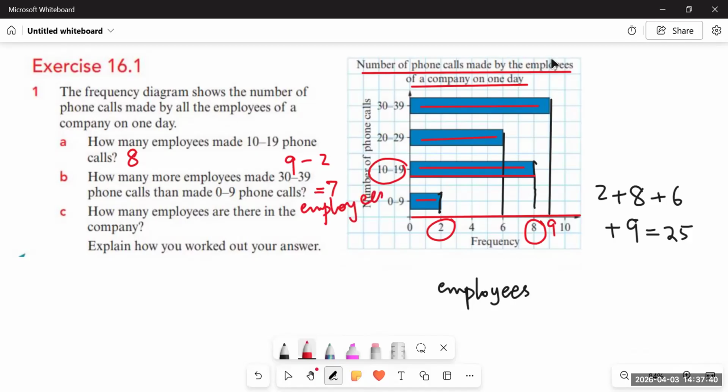Then comes part C. How many employees are there in the company? We have already calculated it by adding 2 plus 8 plus 6 plus 9, and that's 25 employees. And it's done. How easy it is. See?